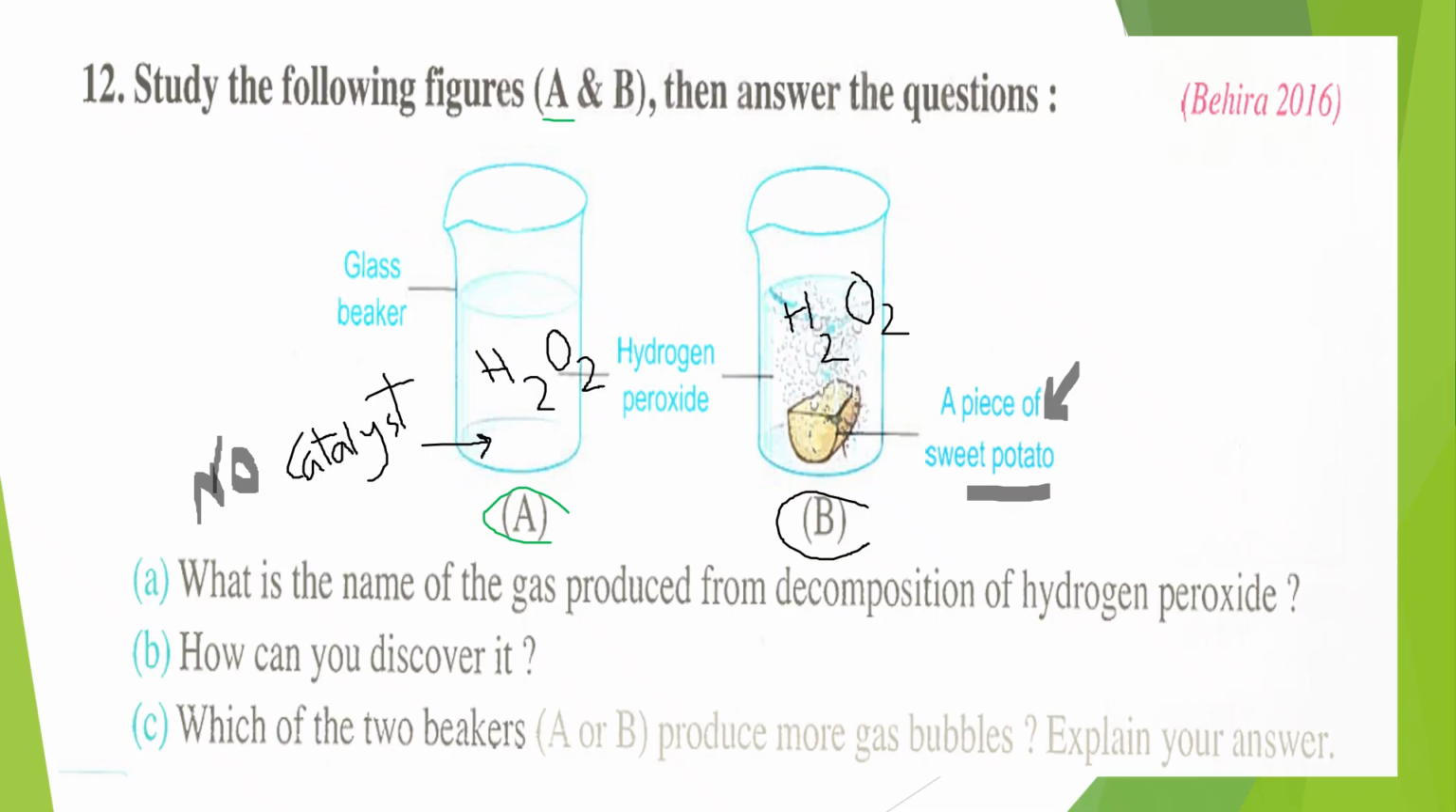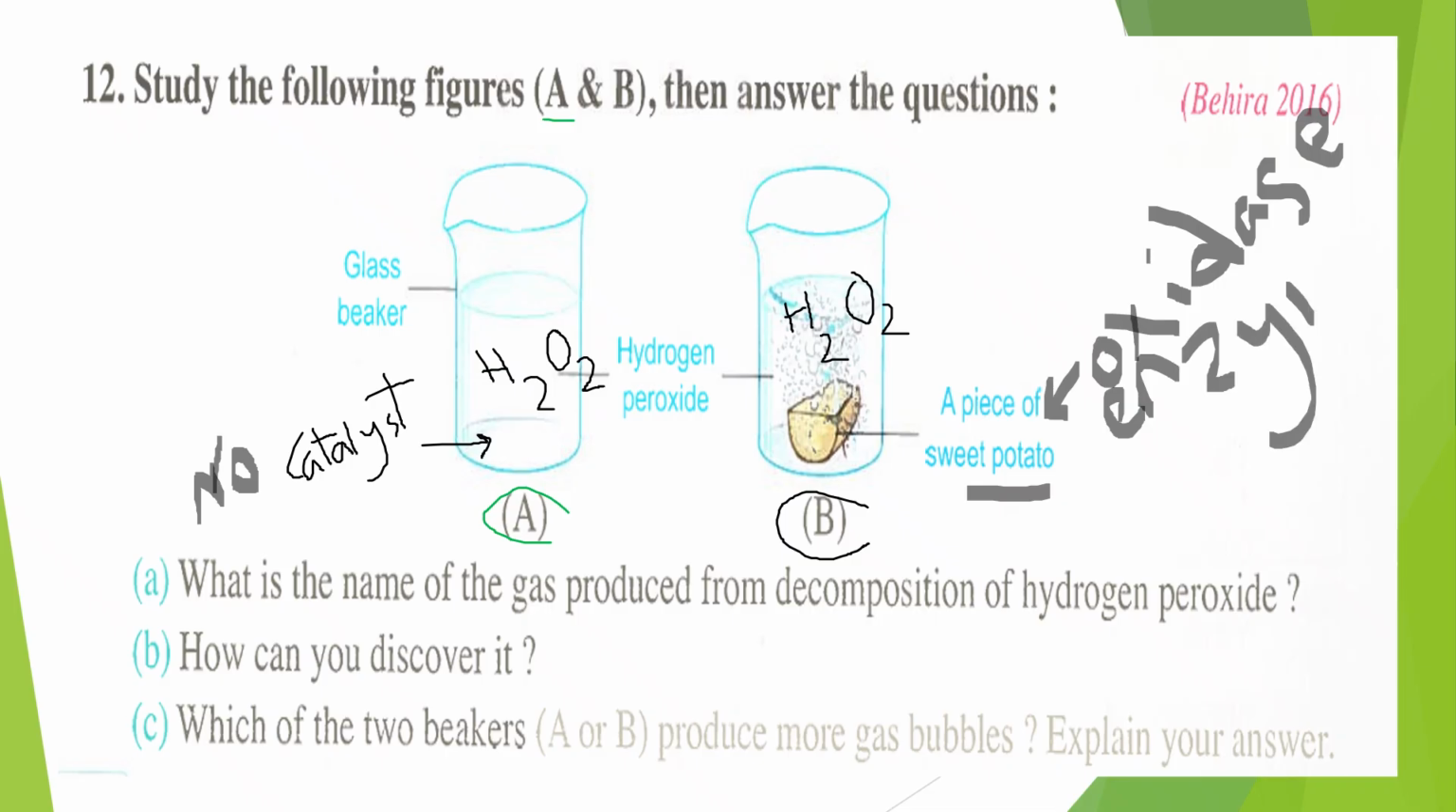So here I have one slice of sweet potato, so it contains an enzyme. Let's write the name of the enzyme. Its name is oxidase enzyme. What is the source of oxidase enzyme? As we know, it's the piece of sweet potato. This piece of sweet potato contains oxidase enzyme, which acts as a catalyst. So it will speed up the reaction. So the reaction will be faster.